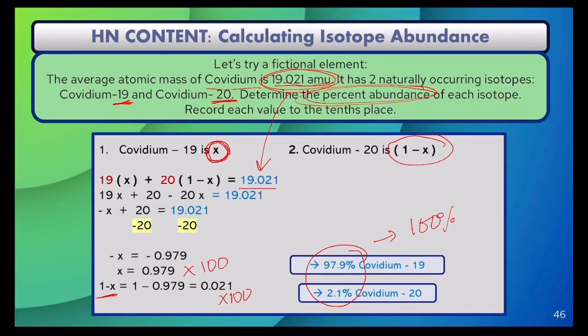One other thing I wanted to point out is you could have predicted which percentage would be greater based on rounding the average atomic mass given to us to a whole number. So 19.021 rounds to 19. So covidium-19, rather, should be present at a greater percentage. And that's it for average atomic mass calculations and percent abundance calculations.